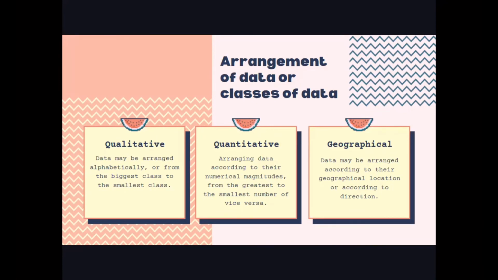Here, data may be arranged according to their geographical location or according to direction. Data from the Ilocos region may be listed from north to south by province as Ilocos Norte, Abra, Ilocos Sur, and La Union.